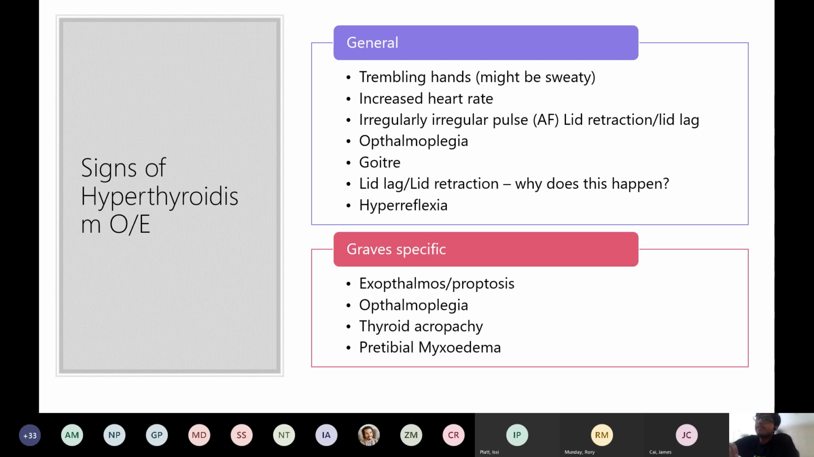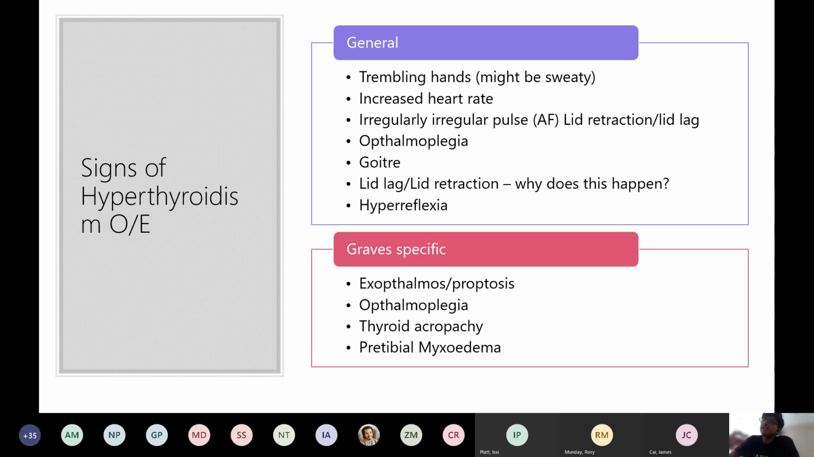But yeah, those are definitely the most important signs you get in hyperthyroidism. Sometimes you can get ophthalmoplegia as well, but it's not very common, so ignore that. But don't forget to also check their reflexes. They get hyperreflexia in hyperthyroidism. Graves-specific ones: exophthalmos, yeah. What else? Thyroid acropachy, yeah, and pretibial myxedema. Those are the important ones.